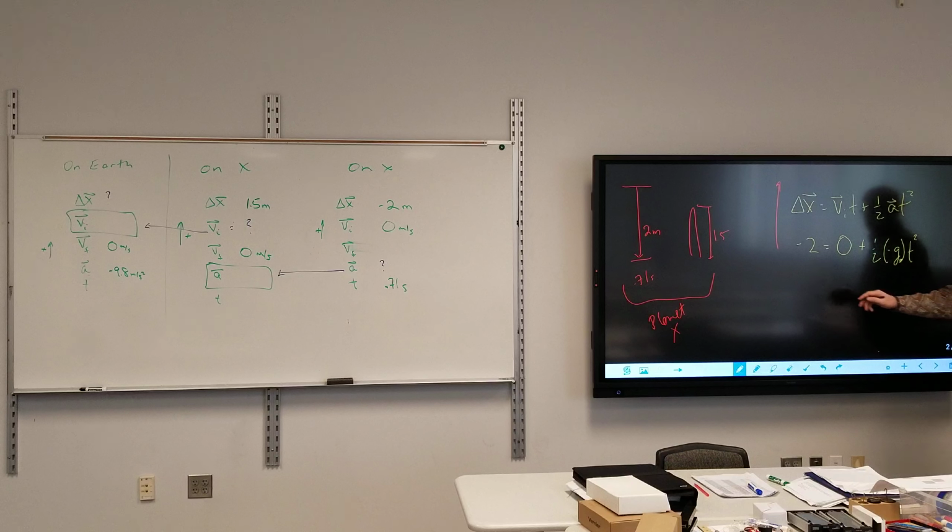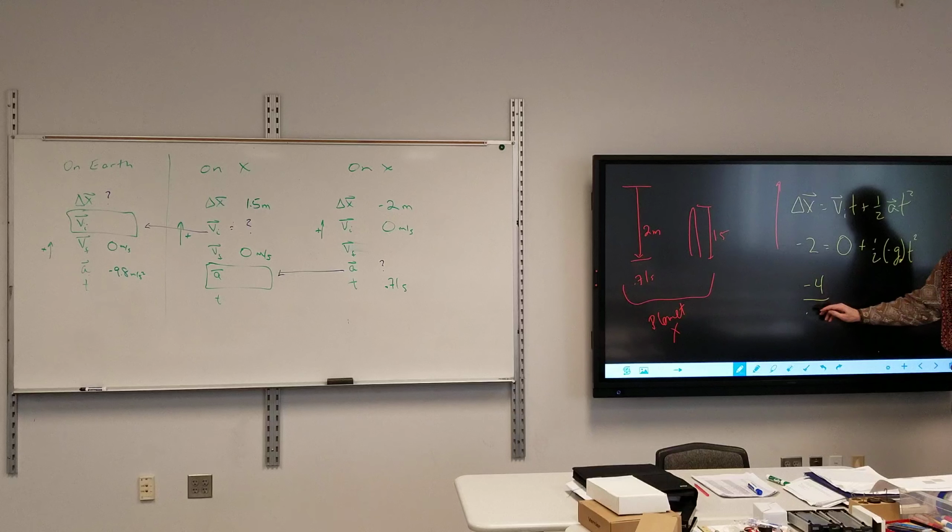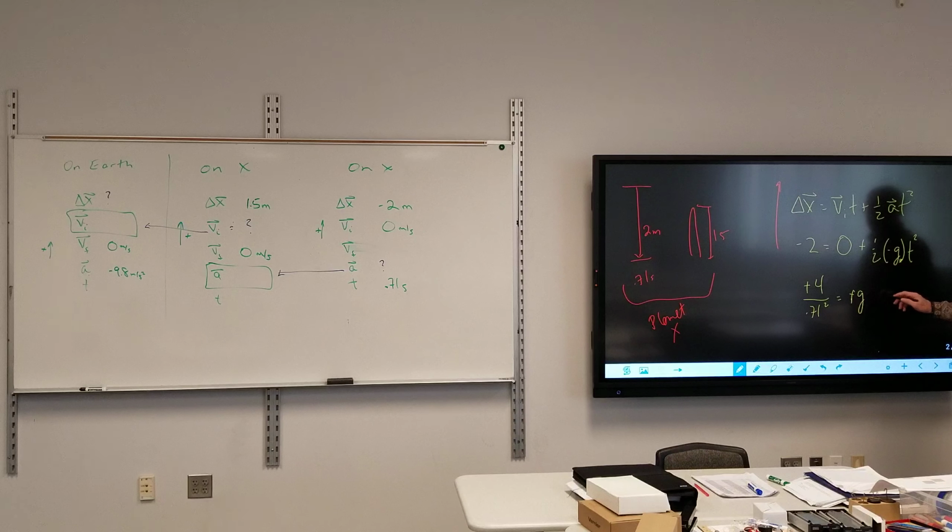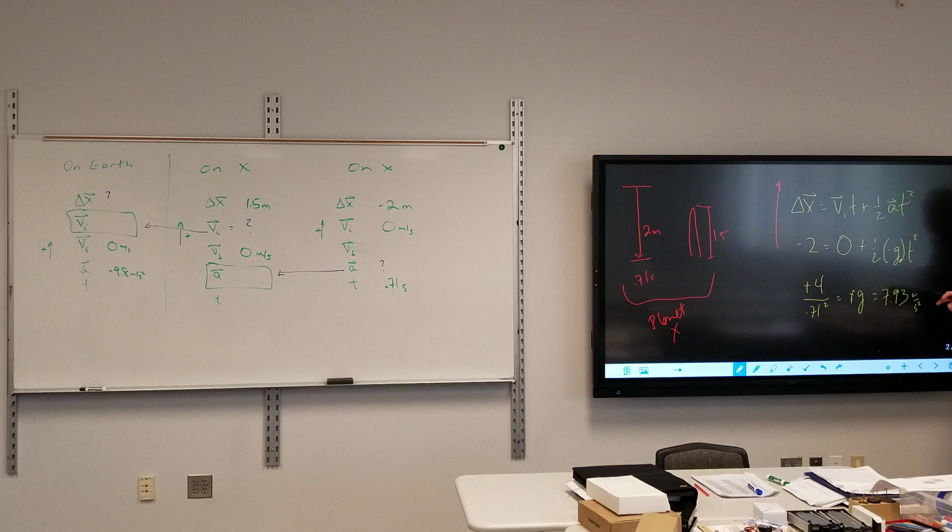I know what that is. So this becomes -4 over 0.71 squared is equal to negative g. The negatives cancel out, and we are left with 7.93 meters per second squared. So if I ask what's the acceleration due to gravity, the acceleration due to gravity is 7.93 meters per second squared.